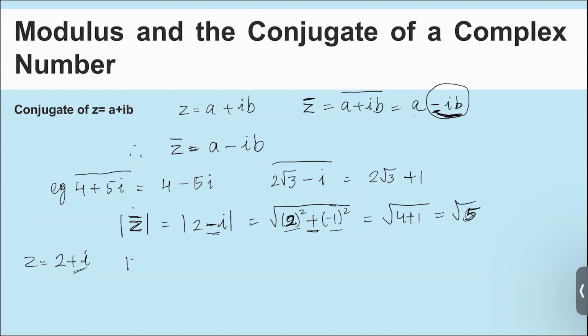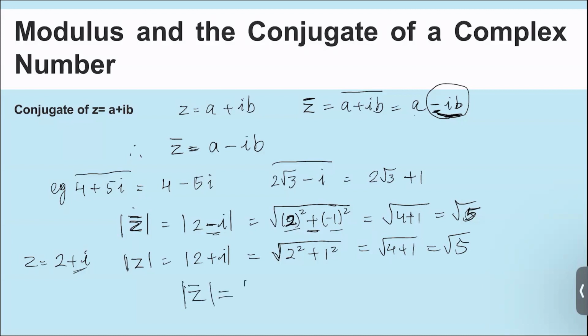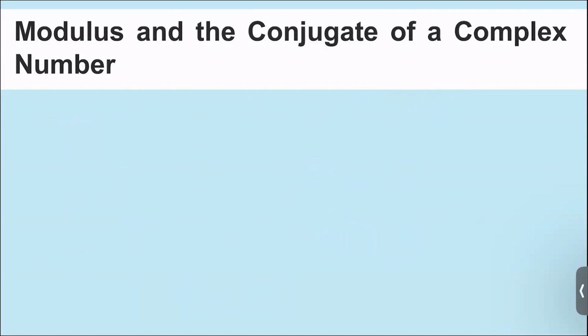Okay, so for modulus, this will always be the sum of a square and b square. Now if you take just the mod of z, you will see it actually ends up being the same as the mod of the conjugate. So you have 2 square plus 1 square, 4 plus 1, which is root of 5. So you can see that the mod of a conjugate of a complex number is actually equal to the mod or modulus of the complex number itself.